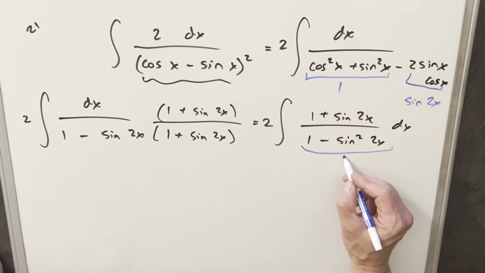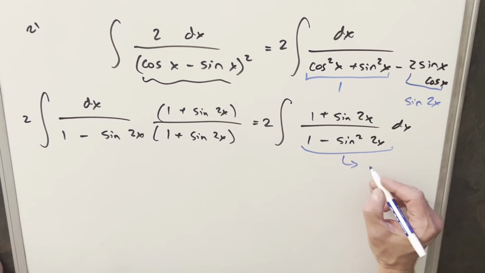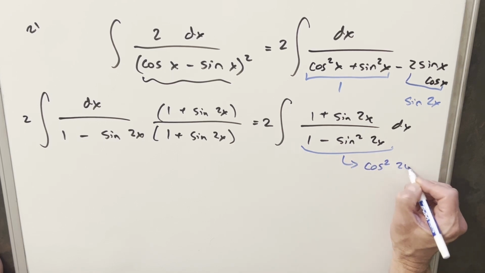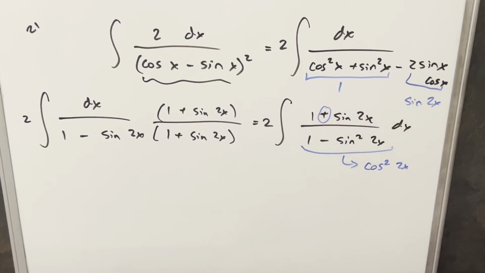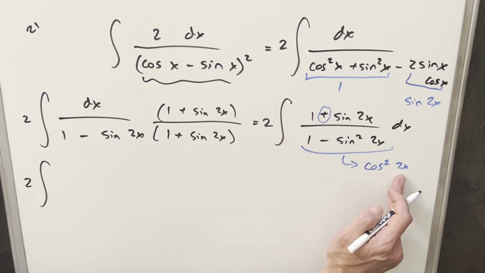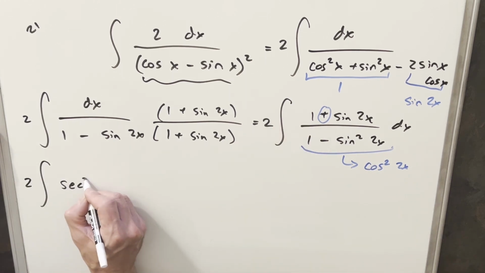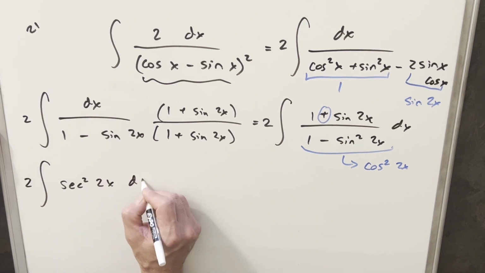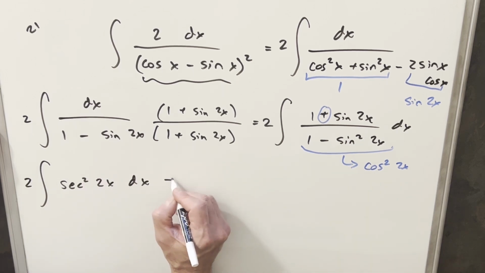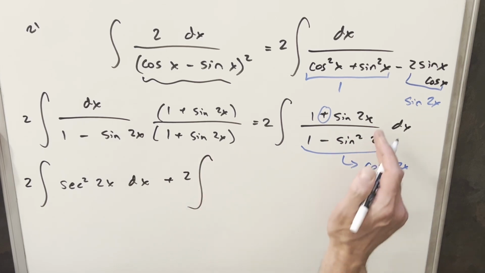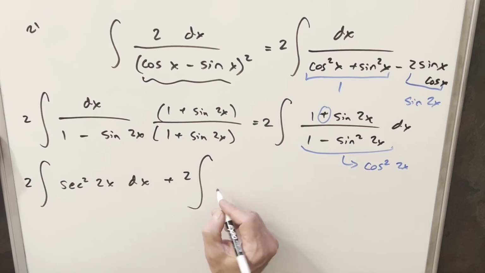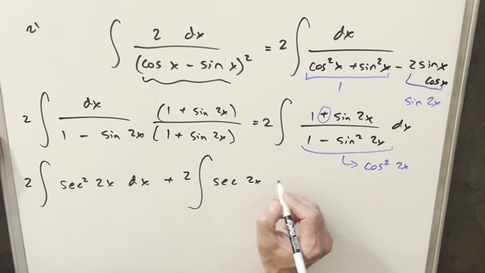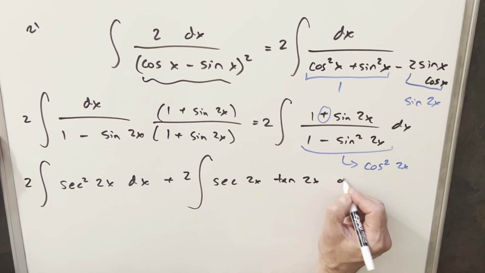Then here what I'm going to do is use the identity for 1 minus sine squared and write this as cosine squared of 2x. And then because we're adding in the numerator, I can actually split this into two integrals, dividing the cosine squared in. For the first integral, we're going to have 1 over cosine squared 2x. That's the same thing as secant squared 2x. Then for our second integral, we'll have a plus 2 in front. Sine 2x over cosine squared 2x. I can split up the cosine squared and write this as secant of 2x times tan of 2x dx.